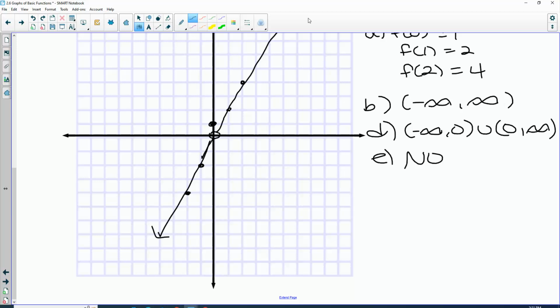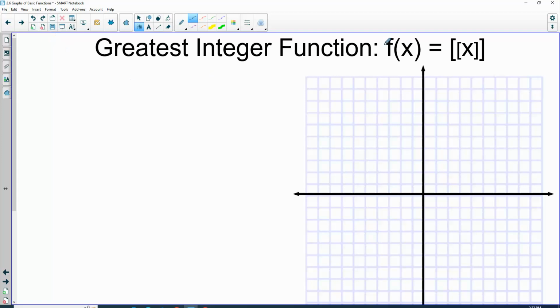All right, I might throw another one of these up on the board in a minute because I think some of us are still having a little trouble graphing them. That's okay, I'll give you another one to practice. But I do want to talk about one final type of function, the greatest integer. And I'm sorry, I tried to type it and it just doesn't type correctly. It's like a double barred x.